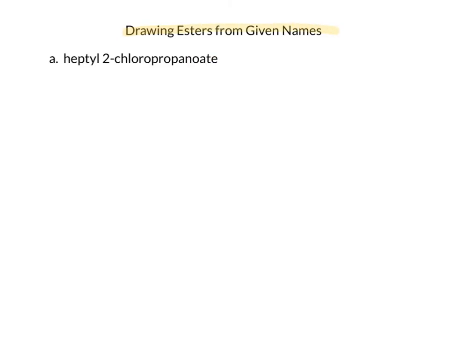So let's start with A, heptyl 2-chloropropanoate. As usual, we're going to start at the end. We're going to see the oate, which tells us that this is an ester and that we will need a C double bond O and another O somewhere on this structure. Then we see it's a propanoate. We see it's all single bonded with 3 carbons in the main chain. Let's go ahead and draw those in.